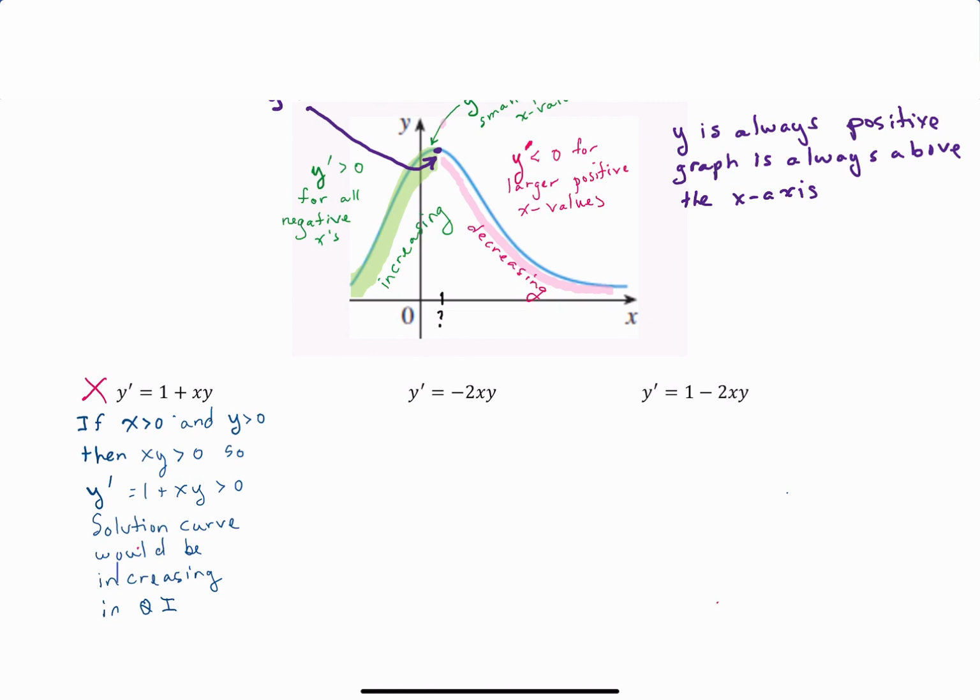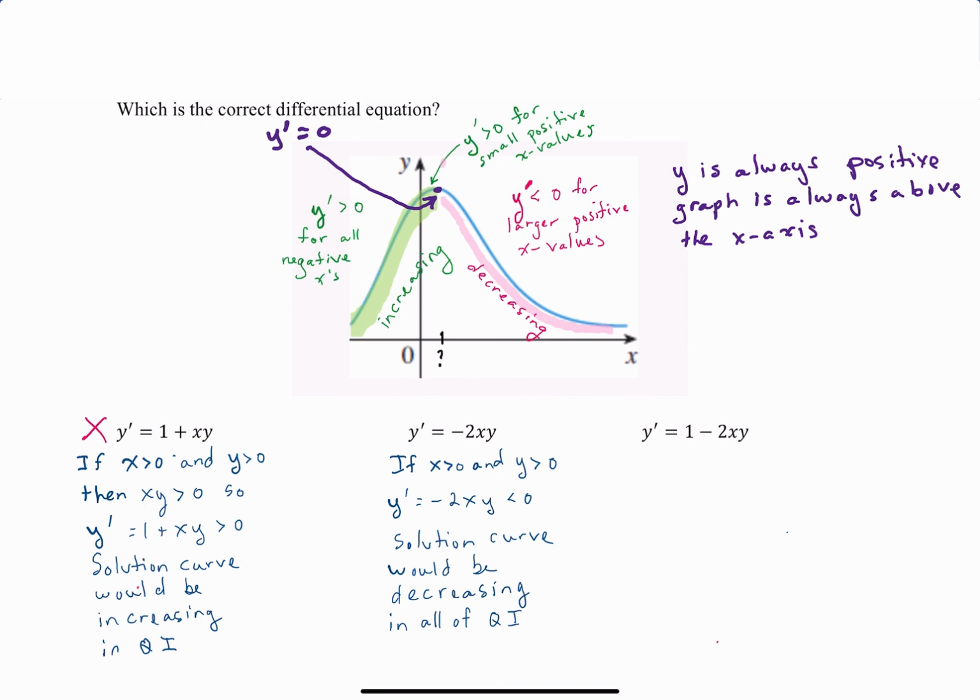Let's go on to look at y prime equals minus 2xy. Again, I'm going to start with quadrant 1. So if x is positive and y is positive, then clearly minus 2xy is negative. And that would say that the solution curve for this differential equation would be decreasing in all of quadrant 1. And that is not the case for the solution curve we are given, because there's that little bit of increasing area in quadrant 1. So this one is not decreasing in all of quadrant 1, so we can eliminate this one.